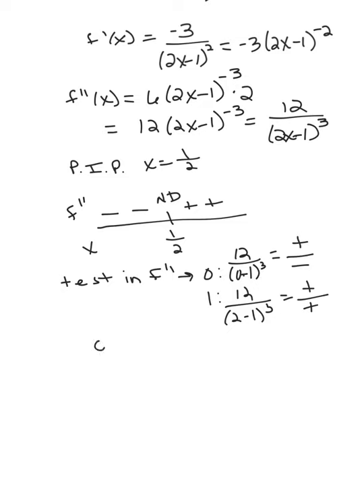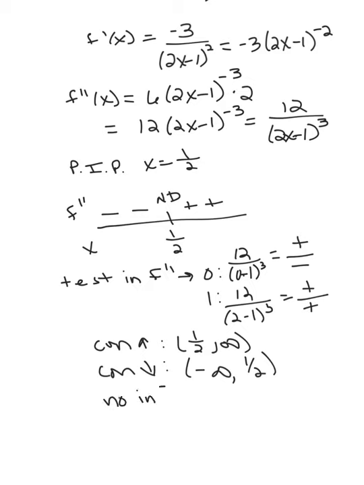We now know that we are concave up from 1/2 to infinity, and we are concave down from -infinity to 1/2. We have no inflection point because that 1/2 was where the second derivative did not exist. So it cannot be an inflection point.